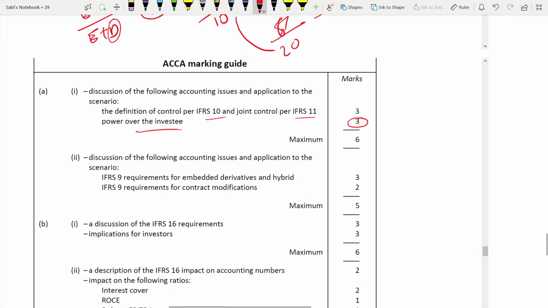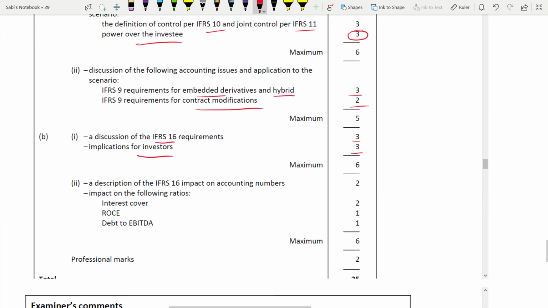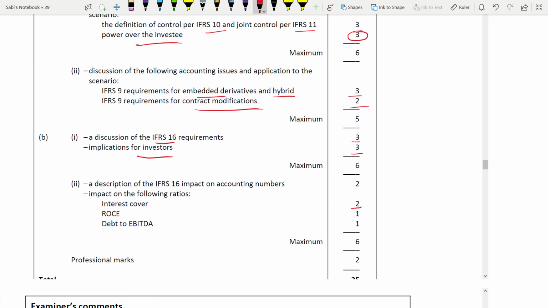Second, coming to the embedded derivative. Embedded derivative and hybrid 3 marks and contract modification is 2 marks. Then discussion of IFRS 16 is 3 out of 6 and implications for investors 3. And next one is all the ratios 2. Interest cover is 2 and then the rest is 1. Okay. You can show this through numbers also, and the 2 professional marks.